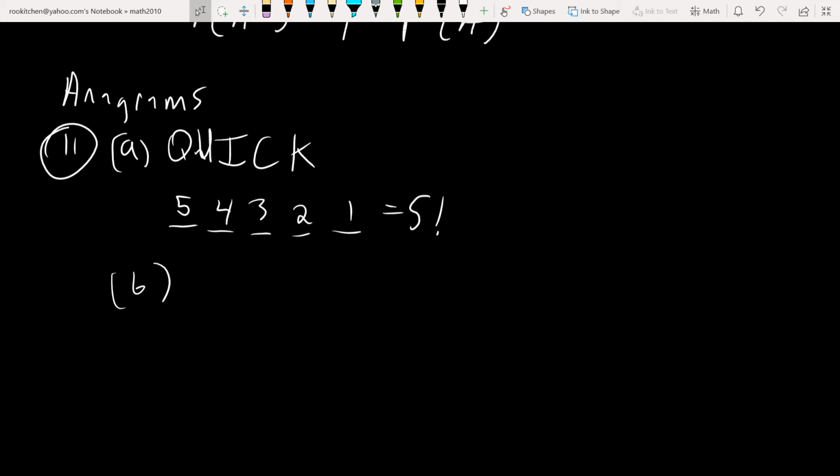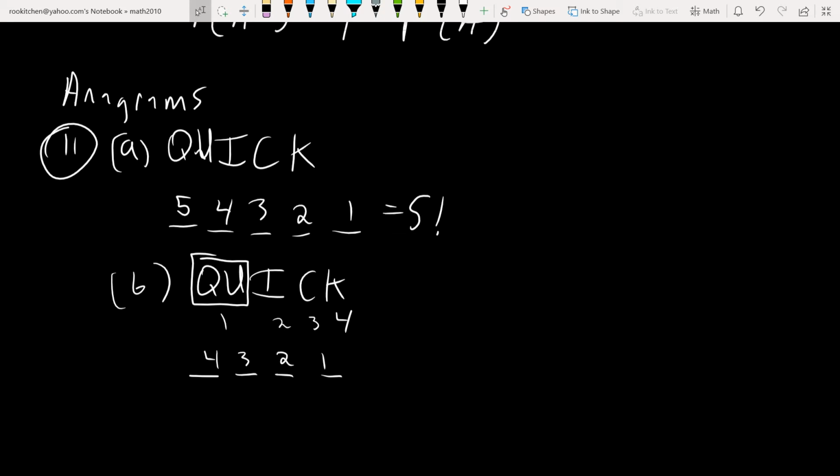How many ways can you arrange the letters of the word quick if you keep the letters Q and U together? Okay. So what you do is just pretend that Q and U is one tile all to itself, or one letter. Okay, so you really have 1, 2, 3, 4 letters you're ordering. So 4 times 3 times 2 times 1 is 4 factorial.